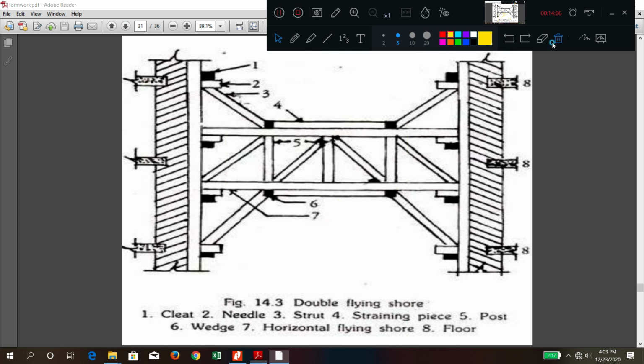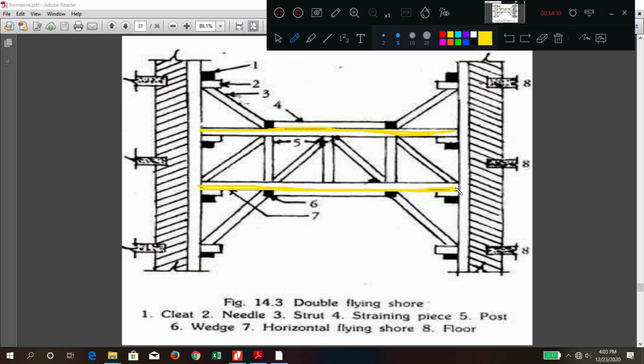This is called a double flying shore because two horizontal beams are there. One, two. It is used when the distance between the two adjacent walls is more; if it is more, then two flying shores, otherwise single flying shore. Single means only one horizontal beam. Here, two horizontal beams are used.